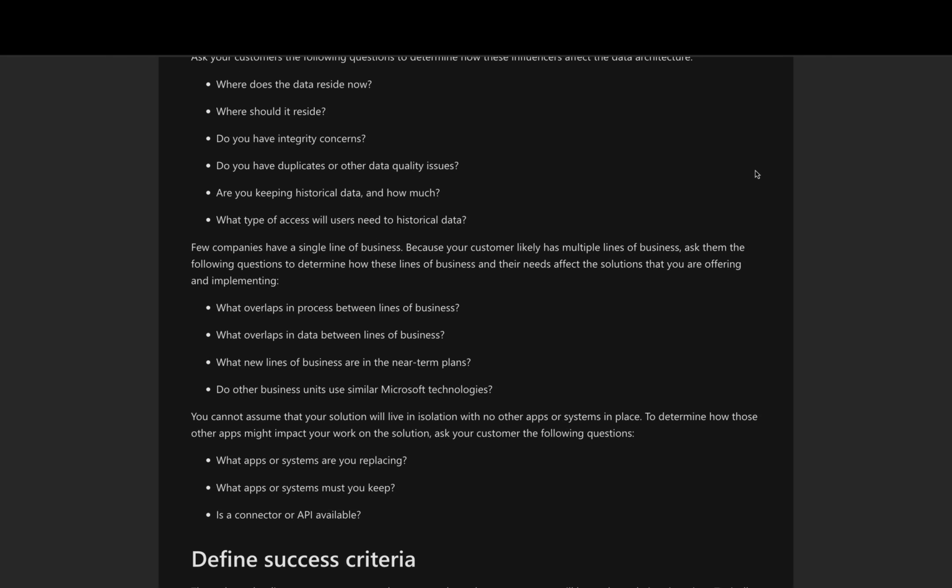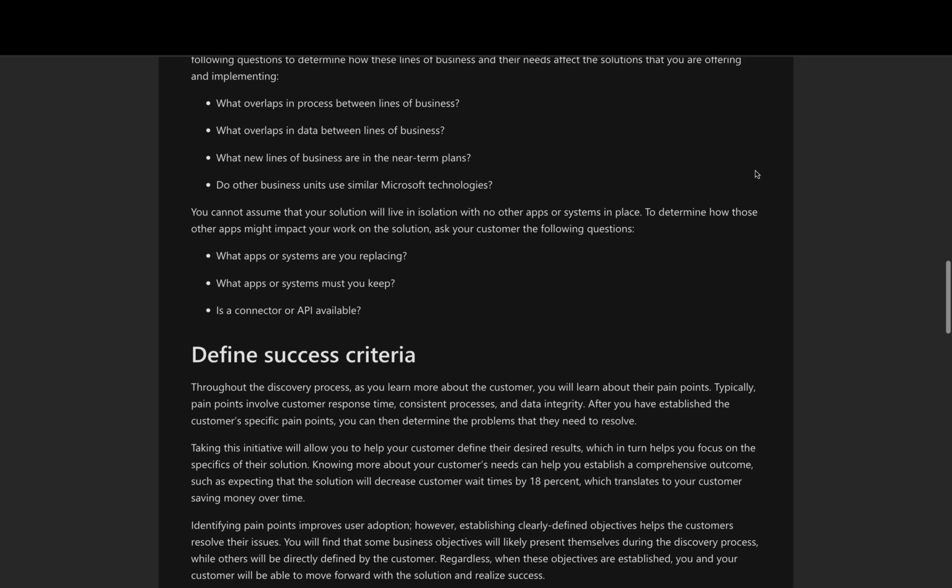Few companies have a single line of business. Because your customer likely has multiple lines of business, ask them the following questions to determine how these lines of business and their needs affect the solutions that you are offering and implementing. What overlaps in process between lines of business? What overlaps in data between lines of business? What new lines of business are in the near-term plans? Do other business units use similar Microsoft technologies?